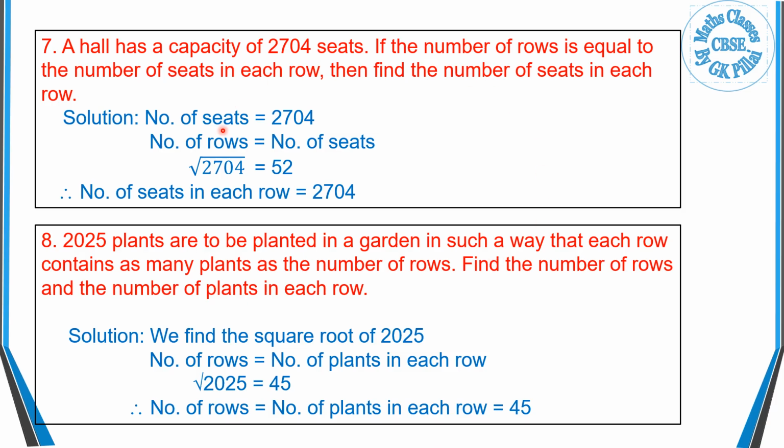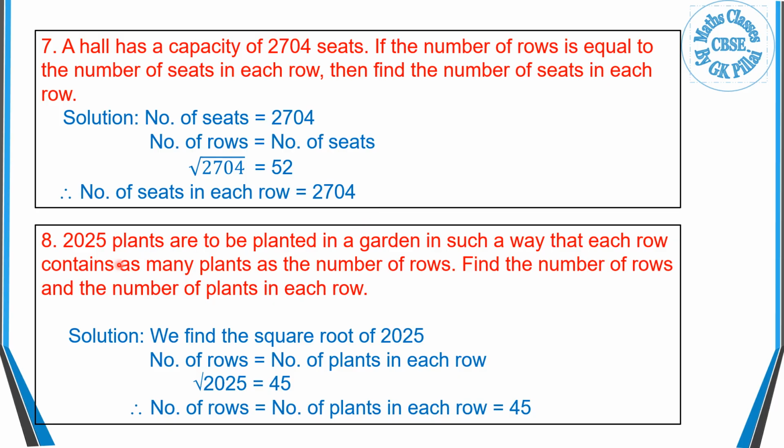Number of seats 2704, number of rows equal to number of seats in each row. So what we will do, we will find the square root of 2704, that will be 52 by prime factorization, or the way I explained in a previous page. The number of seats in each row and also the number of rows will be 52.